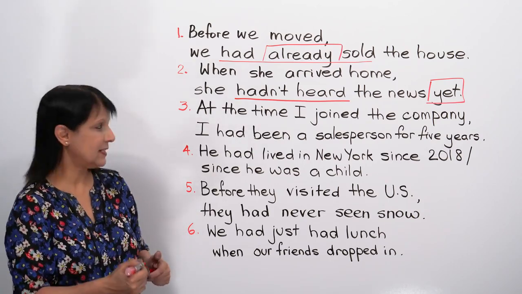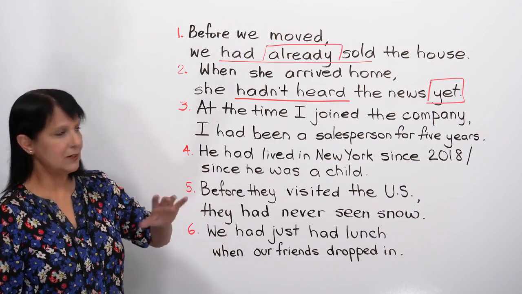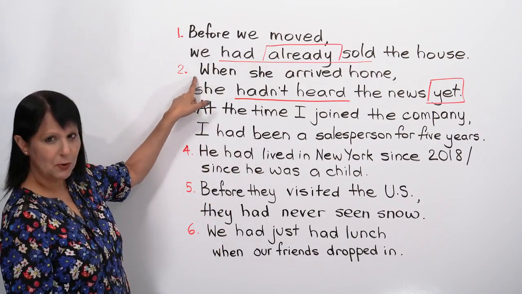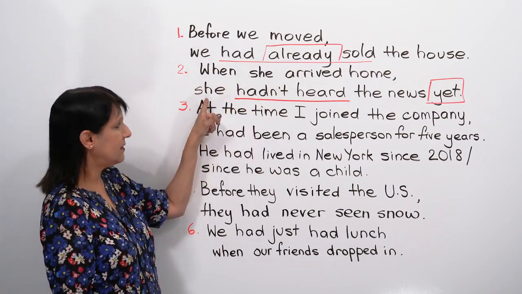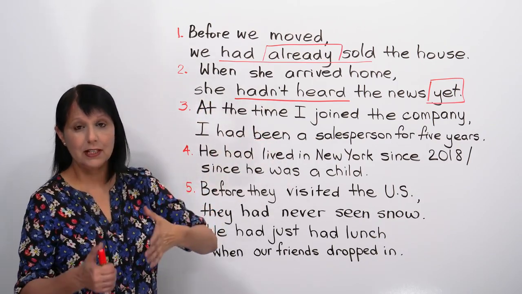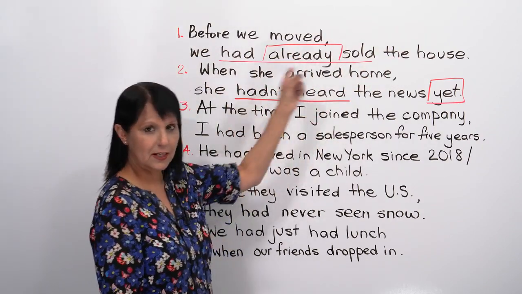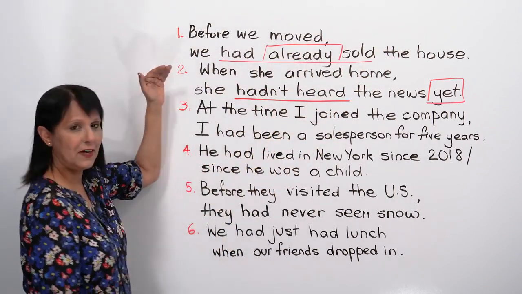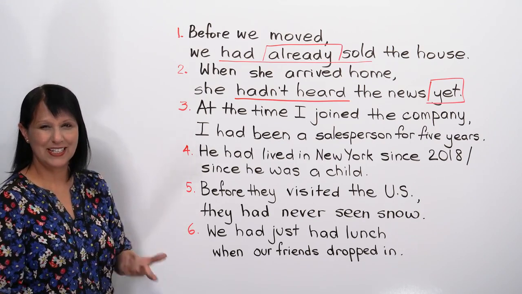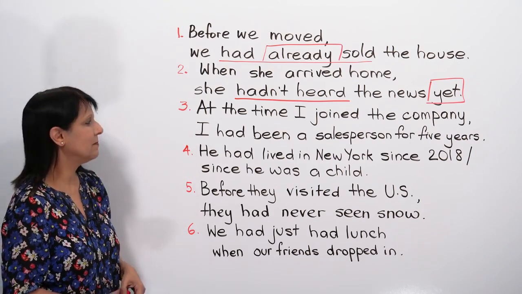Or before that time. Now, I've written these sentences in a particular way. I put this part in one line and then the past perfect part in a second line. But in real life, you wouldn't write like that. You would just continue the sentence normally. But I just divided it like that so you can see it more easily. All right?